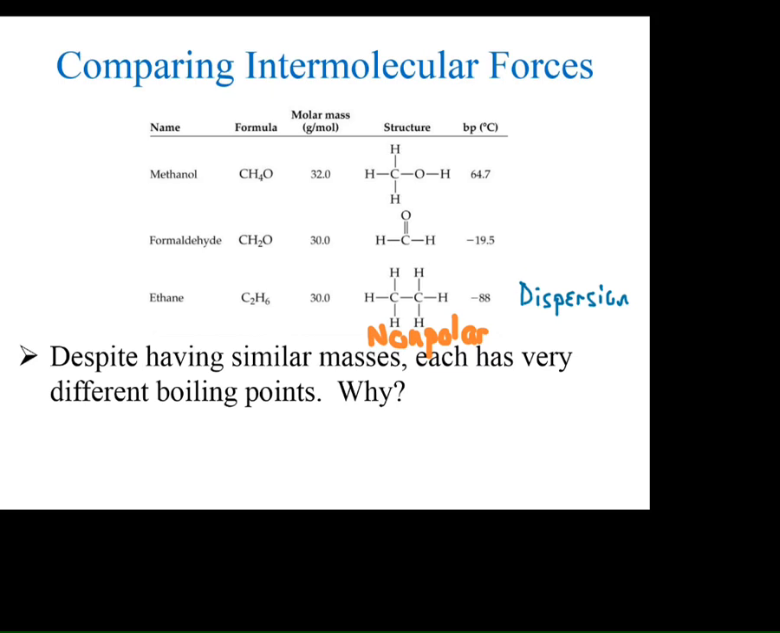Formaldehyde. Used to embalm corpses. Isn't that nice? Formaldehyde. Is that polar or non-polar? That one's polar now, right? Because it's not symmetrical, right? You see that? It's polar. So if it's polar, yes, it has dispersion because everything has dispersion. But it also has what? Not hydrogen bonding. Why? It's polar, so we know it has dipole-dipole.